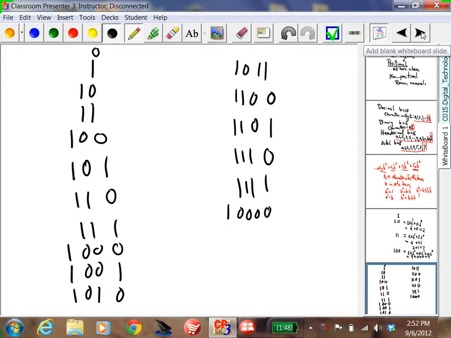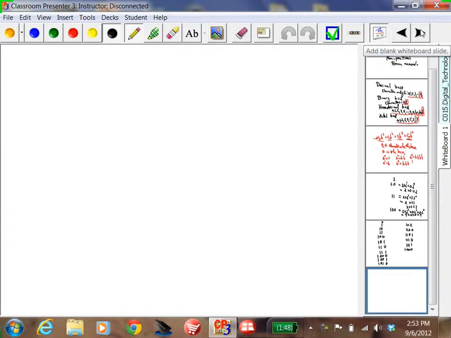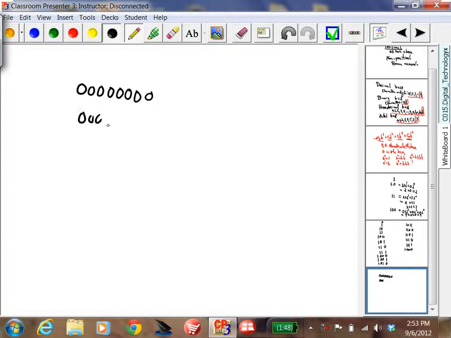So if we wanted to put 0 into a computer, it actually has to be stored as 8 zeros. If you want to put a 1 into a computer, it has to be stored as 7 zeros and a 1. If you want to put in 2, like that.